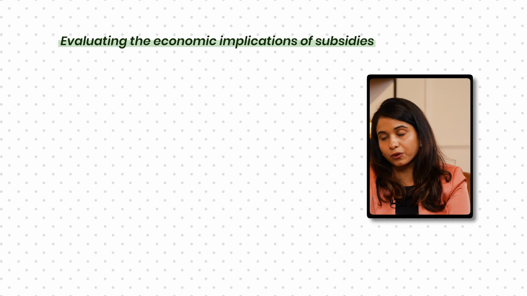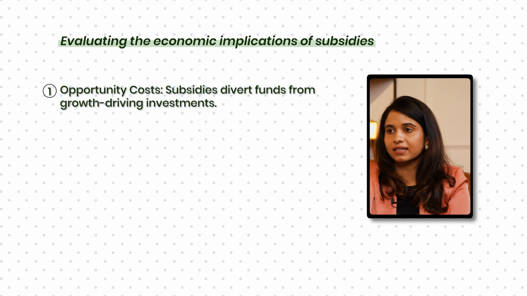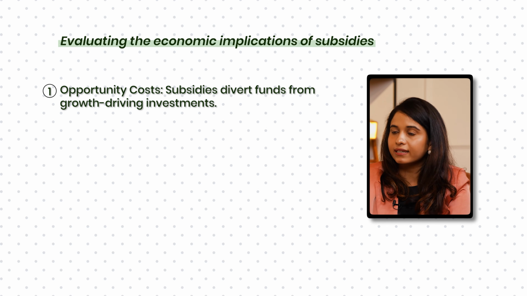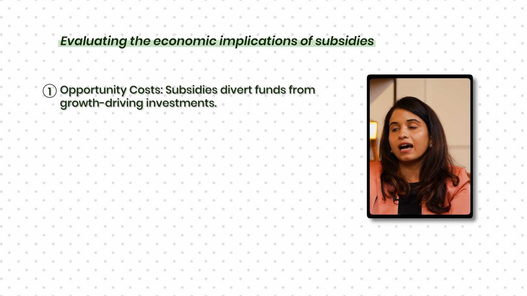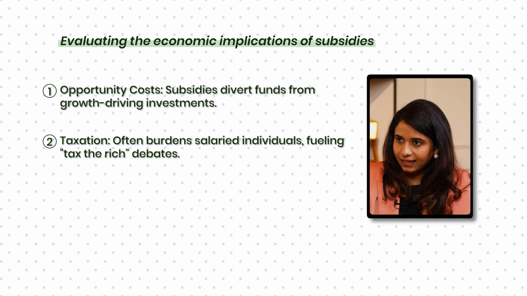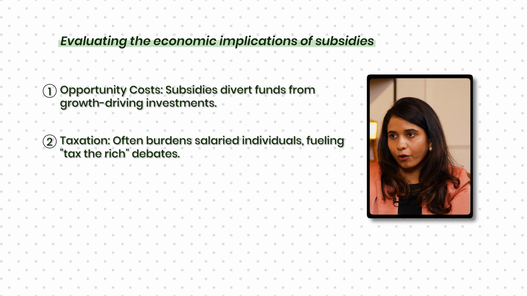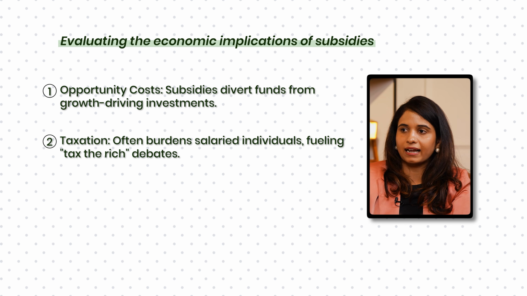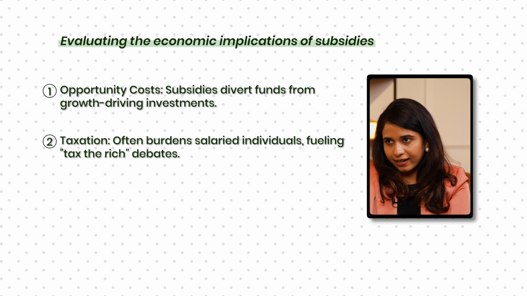So there are 2-3 ways. One is that to fund this you will cut expenditure elsewhere. So what is the opportunity cost of this subsidy? Is it coming by cutting the capex, or is it coming from paying for something that adds more value to the Indian economy? So I think opportunity cost is very important. The second is, if this is getting financed by taxing, and taxation is usually done on people who are already salaried, employed, and it very easily culminates into a tax the rich narrative.